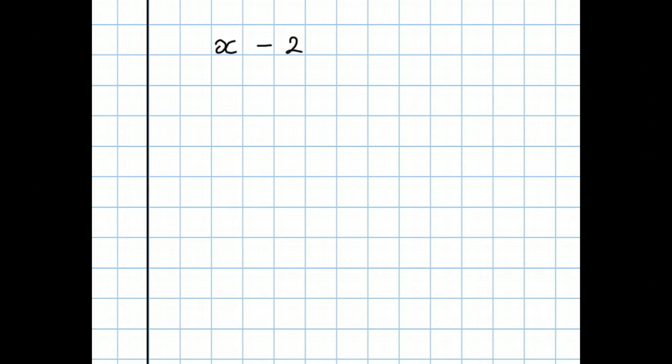x minus 2 equals 6. So we move the number to the other side and we get x equals 6 plus 2. And the reason we add is because there was a minus sign in front of the 2 we're moving. So it becomes x equals 8.